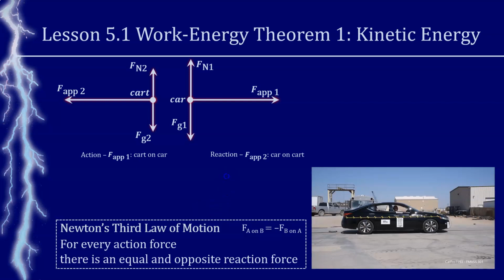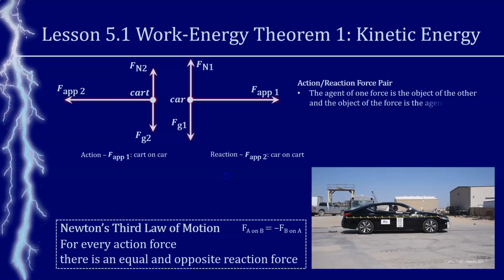Well, let's consider what it takes for two forces to be action-reaction force pairs. First of all, the agent of one force has to be the object of the other. Cart on car, car on cart. And then vice versa. The object of that first force needs to be the agent of the other. I can clearly see that happening here. The agent and the object are switched between the action and the reaction force.